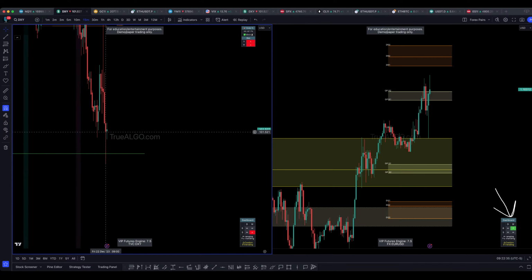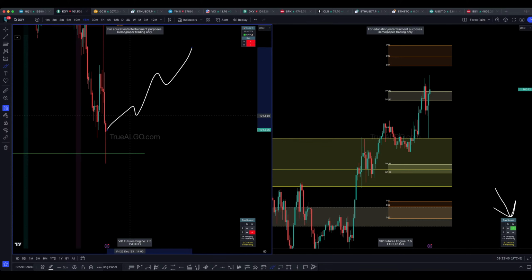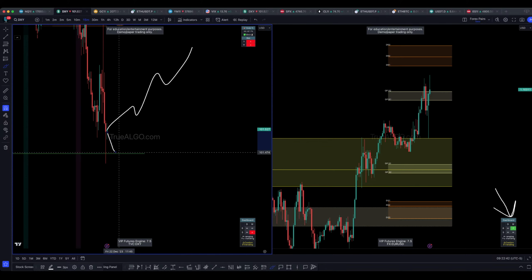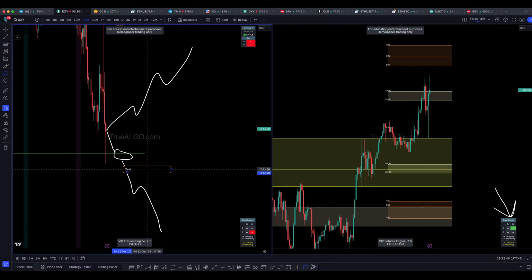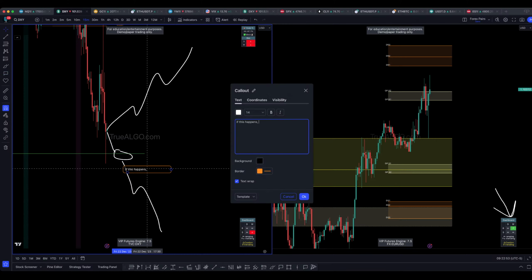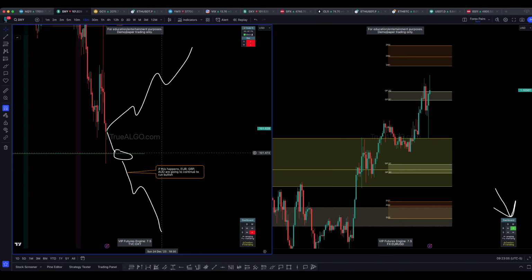DXY still holding. As long as DXY holds this for New York, the Euro, the Pound, and the Aussie are going to lean bearish. If we get this, and we lose this circle, and I'll put the note, if this happens, the Euro, Pound, Aussie are going to continue to run bullish. Specific to where that is written. That's what we'll be watching for. That line is so crucial for the rest of the day.